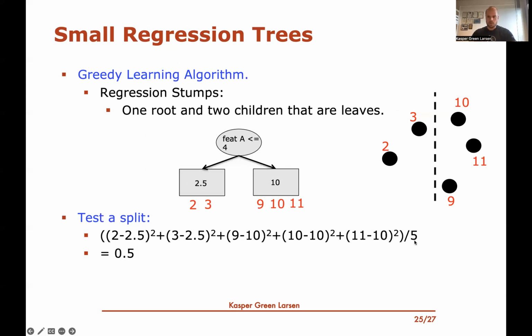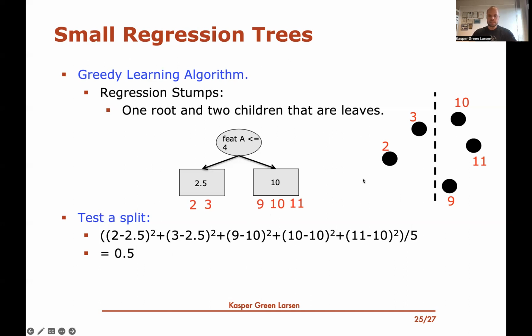Right? So we sum again over all the points. We have the point that has a label of 2, but we predict 2.5. This difference is squared, so this is a quarter. 3 minus 2.5 squared, that's another quarter. So this gives us a half. And now what we have here is 9 minus 10 is 1. Squared, that's 1. 10 minus 10 is 0, and 11 minus 10 is 1, also when you square it. So we have 2 plus a half, so there's 2.5 in here. 2.5 divided by 5, that's just a half.